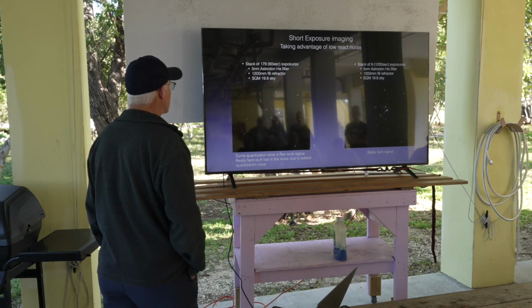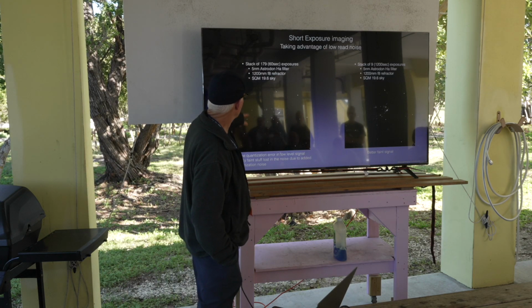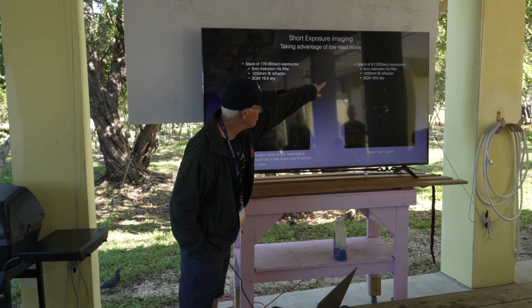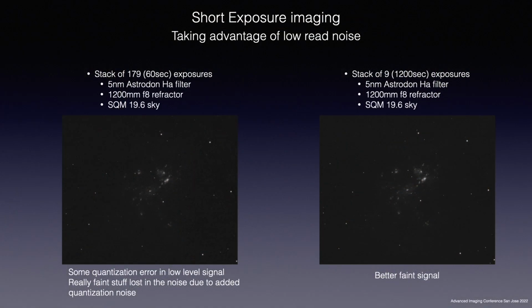So here's an example of a stack of 179 of those 60-second subs in HA. Here's a stack of my normal 20-minute sub exposures, a stack of 9 of them, the same amount of time. This was at home under a suburban sky. Do you see much of a difference between those? There's hardly any. The only difference is there is a little bit of what's called quantization error in this one. If you really zoom in, some of the faint stuff you may see there, you don't see as well over here. But it's at that super low level.